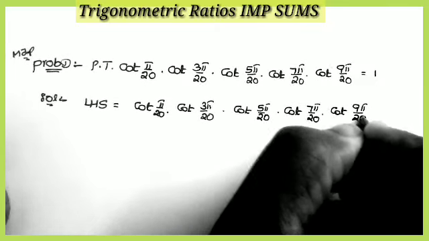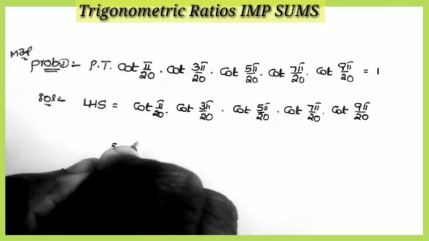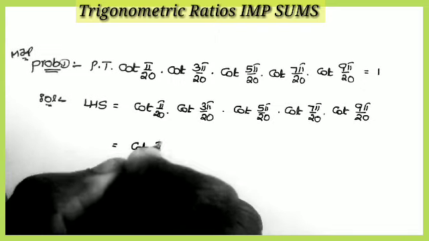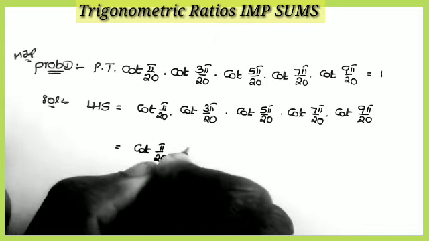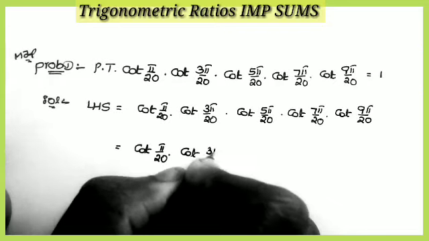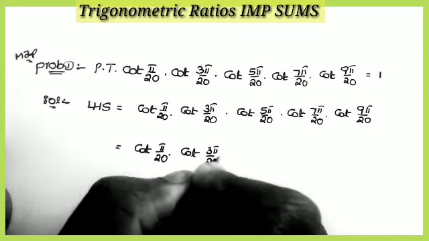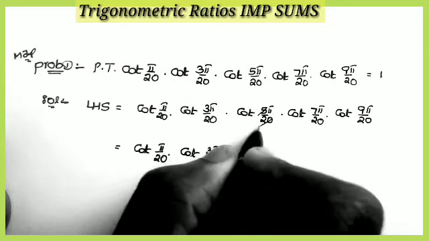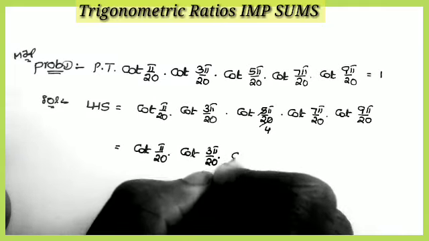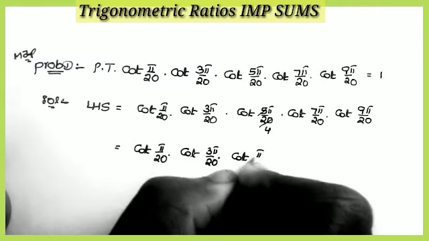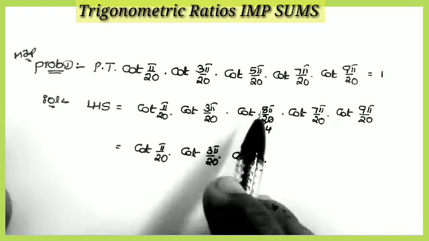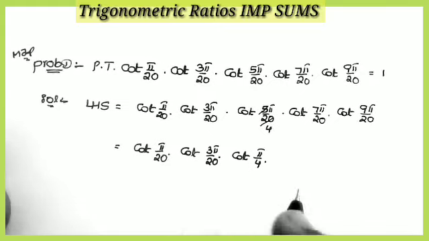Now in the next step, I don't change the values of the first and second terms. This is cot pi by 20 and the second one is cot 3 pi by 20. At the third term, just cancel the number here, so this becomes cot pi by 4. At the third one, the number is cancelled and it becomes cot pi by 4.